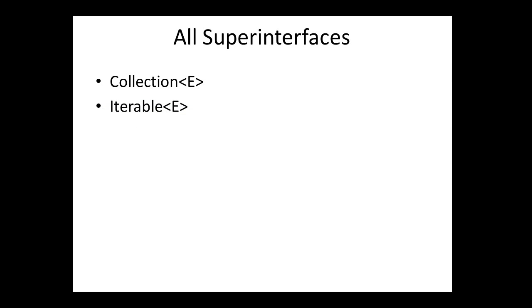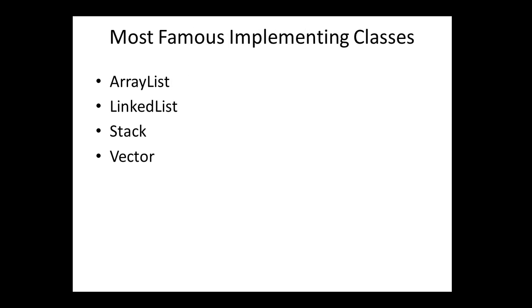All superinterfaces of List are Collection and Iterable. There are no more than these two. Most famous implementing classes are ArrayList, LinkedList, Stack, and Vector. You can check the List API for more of these classes.